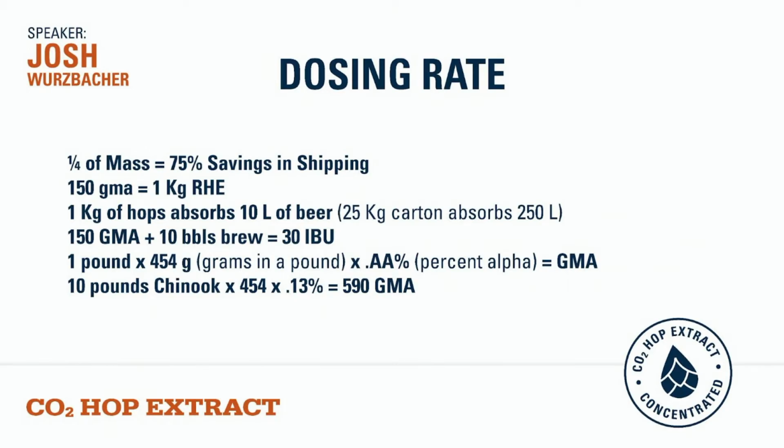As an example, if you were using 10 pounds of Chinook in the kettle, whether that be the end of boil or the whirlpool, by switching to Chinook CO2 extract, you can save the 10 liters per pound by using just a 200 can and a 300 GMA can of CO2 extract. So a lot of impact in a little package. Go to the next slide.